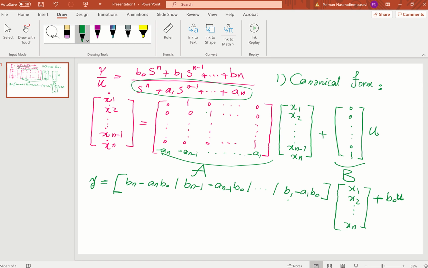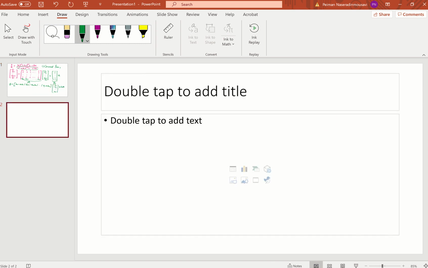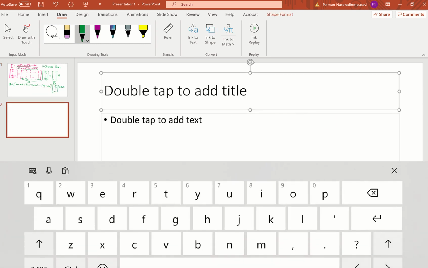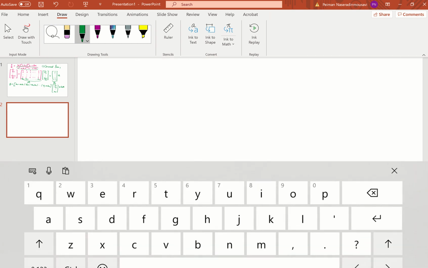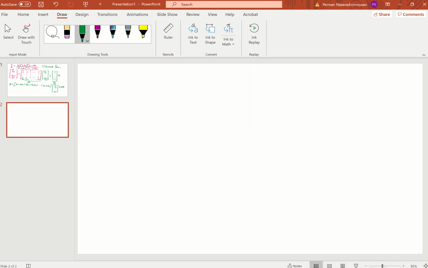So the second form, I'm gonna give you an example after I'm done with the four types of that representations. Okay, the second form is the observable canonical form. As you expect now, it's gonna be this side x dot 1, x dot 2, x dot n.